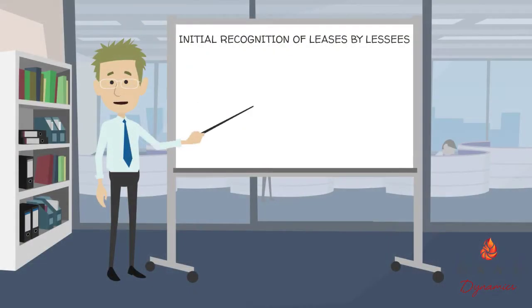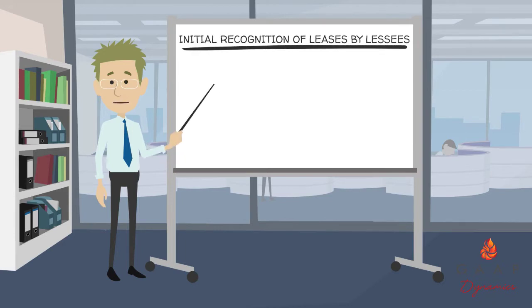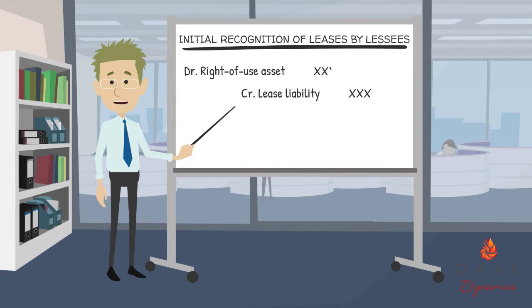ASC 842 requires lessees to record nearly all leases on the balance sheet by recording a lease liability with a corresponding debit to the right of use or ROU asset. The lease liability is equal to the present value of the remaining lease payments.